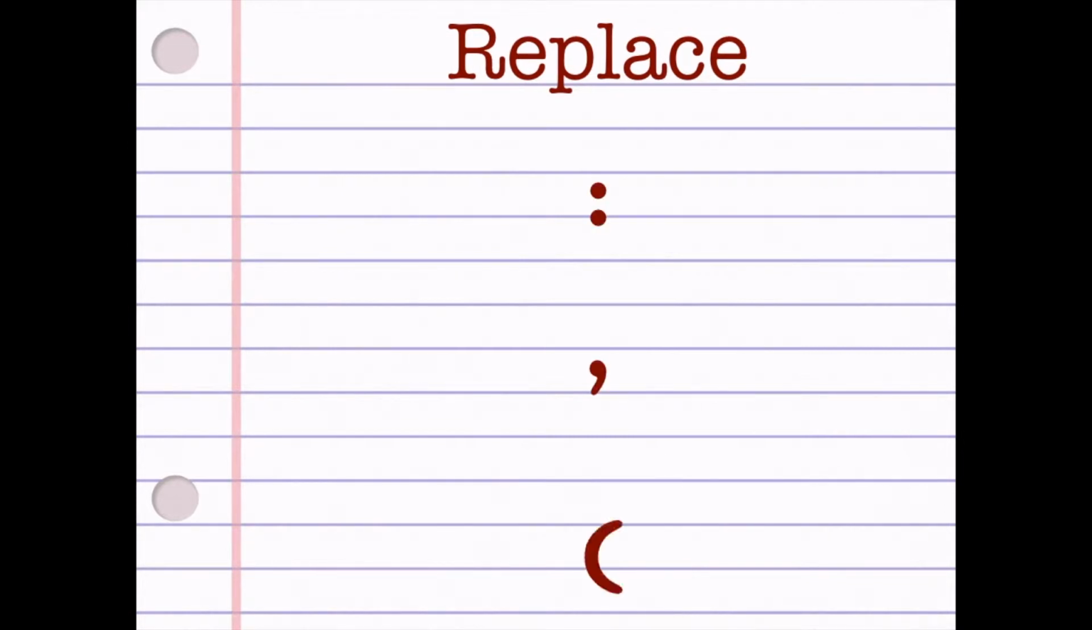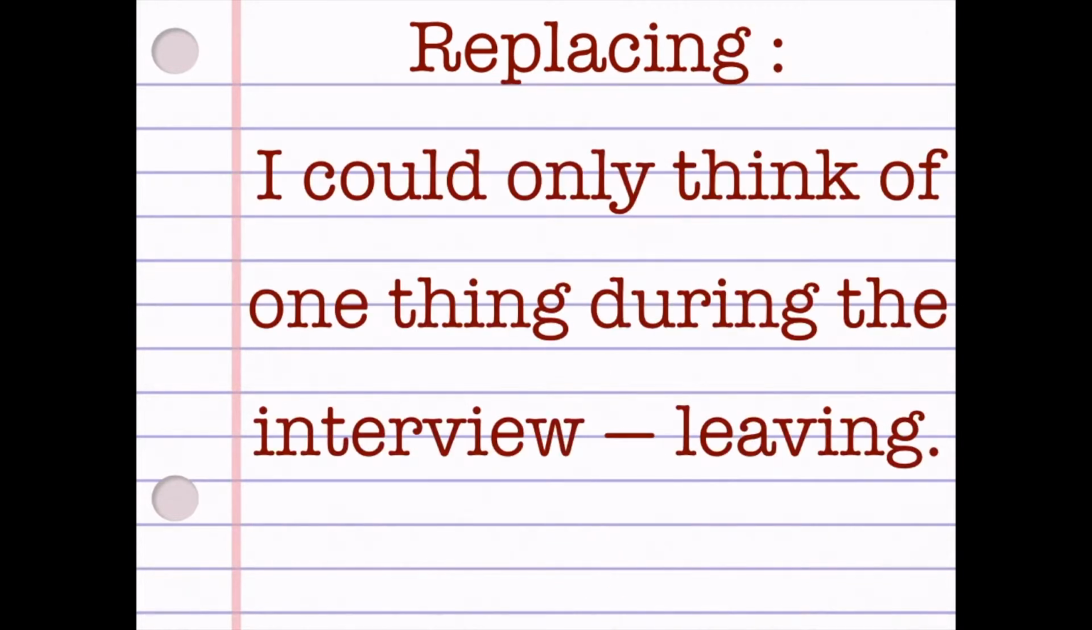Now on to the M dash. The M dash is known as such because its punctuation mark is the size of the letter M. To enrich one's paper, the M dash can replace a colon, comma, and parentheses. When replacing a colon, let's look at the following sentence.